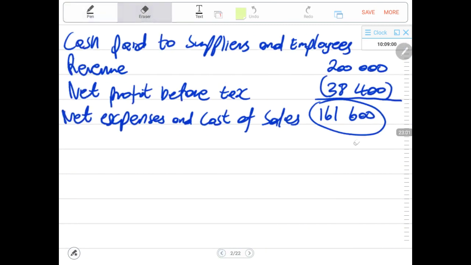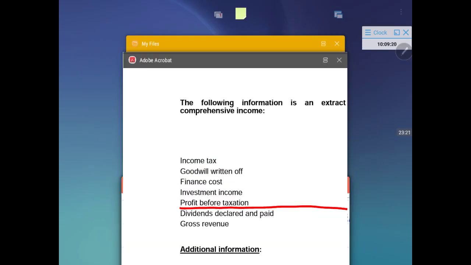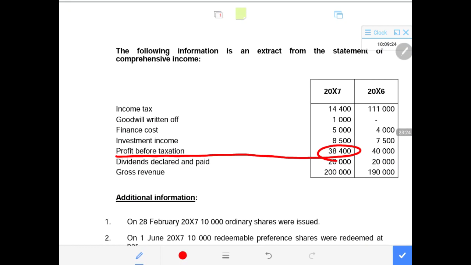Now, we have our cash paid to suppliers and employees, and we have calculated the net expenses and cost of sales. We know that this amount is underestimated, meaning it must be increased by the amount of the incomes that were recorded in the income statement. So we need to check in the income statement whether there was any other income. Yes, there is an investment income of 8,500. We need to take this into consideration, but we don't start with the investment income. Also, if there's a profit that was made on the sale of the asset, this must be recorded.